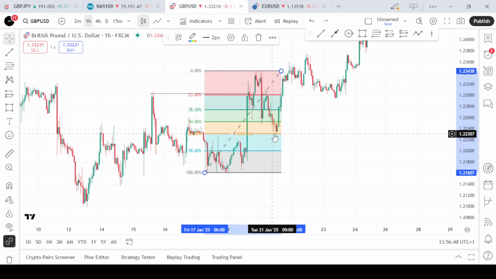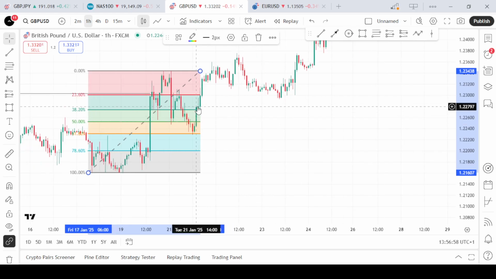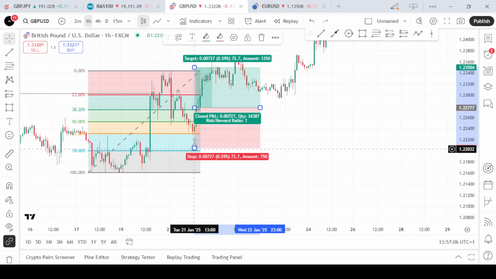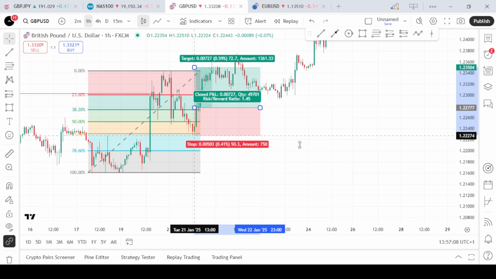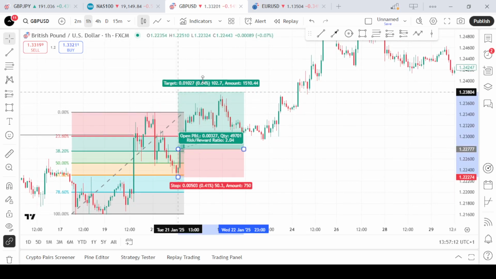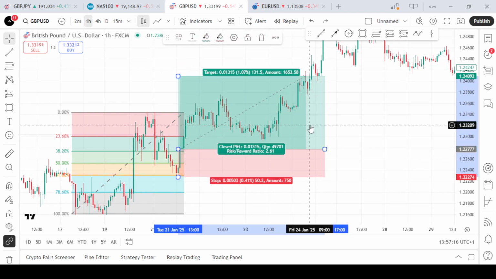You wait for price to get to your 61.80 level. You can go to the lower time frame to get a better confirmation, but from this time frame you can see there was a bullish engulfing candle. You would enter after the engulfing candle. Your stop is just below your recent swing low. Then you aim for your 1:2 or 1:3 as the case may be.